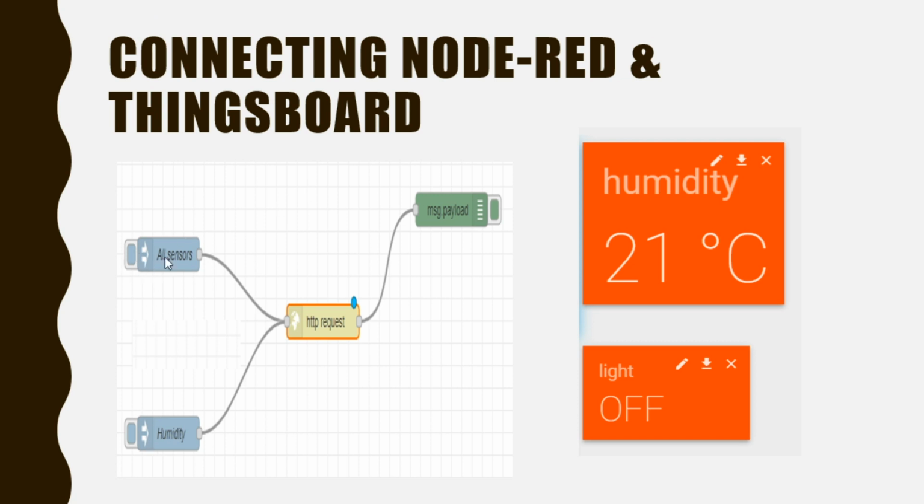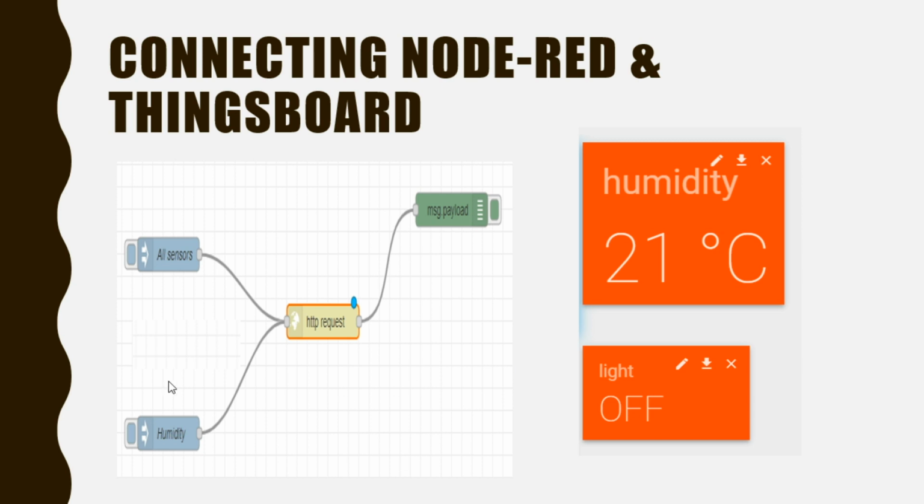I just included 2 inject nodes for sensors and humidity, and this is an HTTP request node which is going to play a vital role for this ThingsBoard application for pushing the data from Node-RED to ThingsBoard. And we are going to display the output in the dashboard like this. The cards will be displayed. Lots of cards are available, so we can select our panel card as per our requirement.